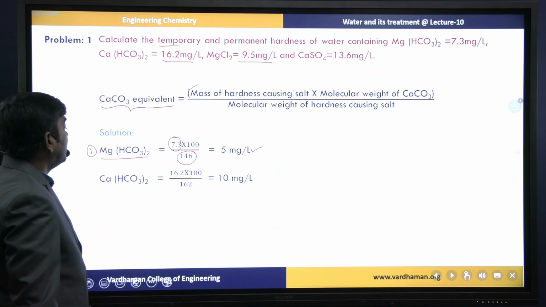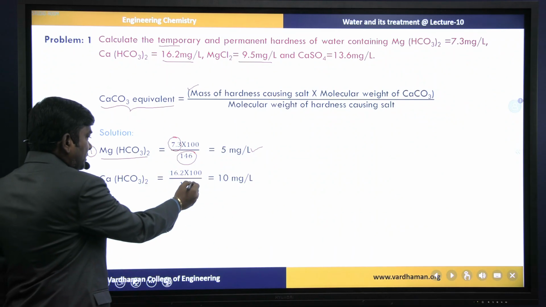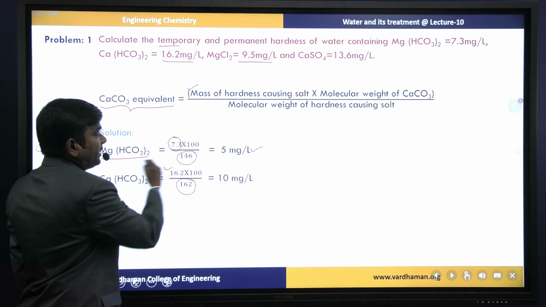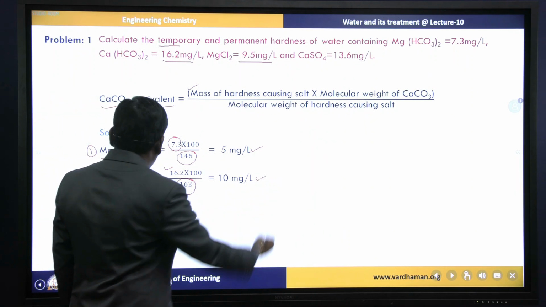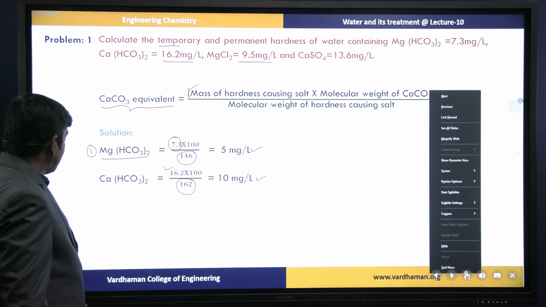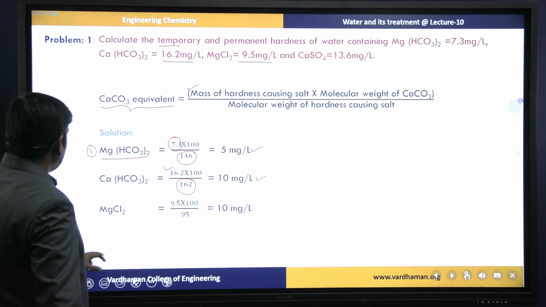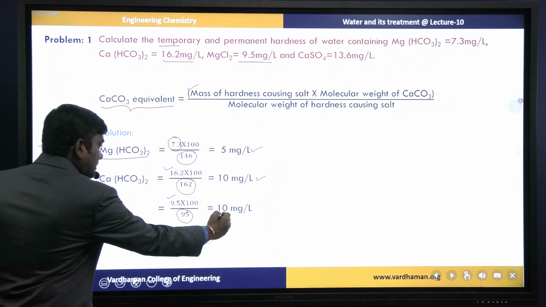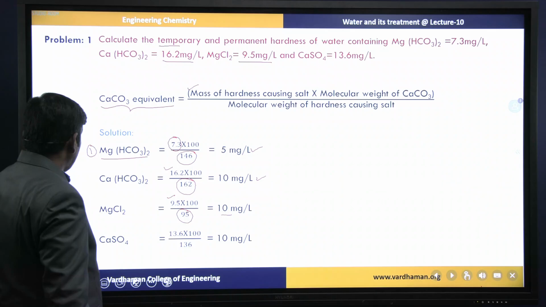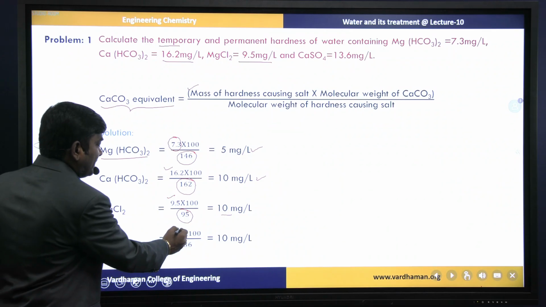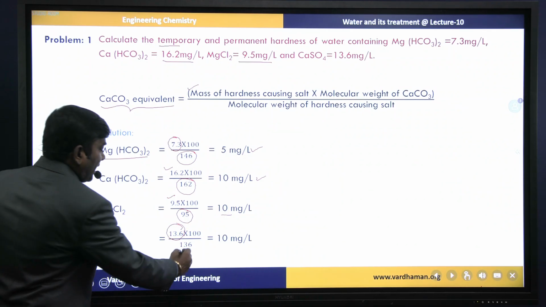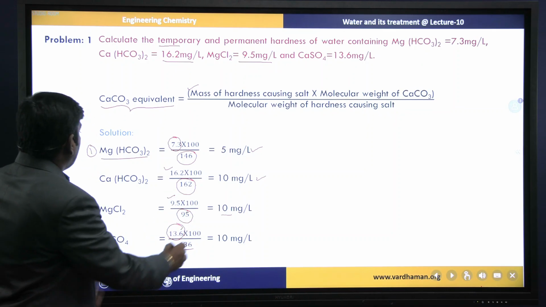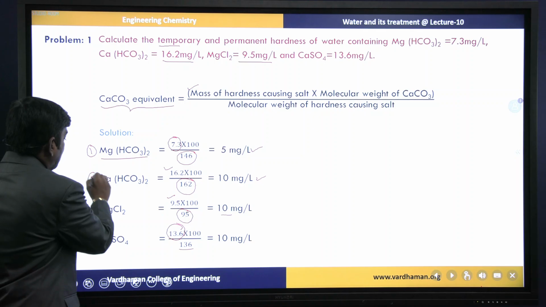Next salt, calcium bicarbonate: its molecular weight is 162 and its given weight is 16.2, right? So we are getting 10 milligrams per liter. Like that for the next salts also. Magnesium chloride, 95 is the molecular weight and given weight is 9.5, so 10 mg per liter we are getting. And calcium sulfate, given amount is 13.6 and its molecular weight is 136, we are getting 10 mg per liter. So like this, first we need to convert into calcium carbonate equivalent weights, right?